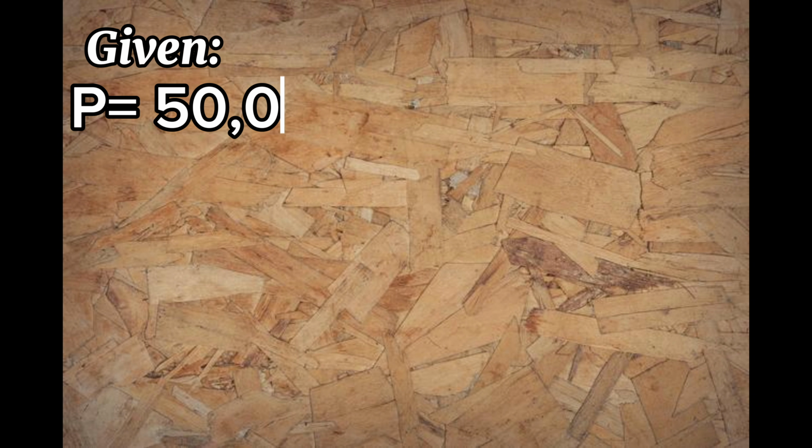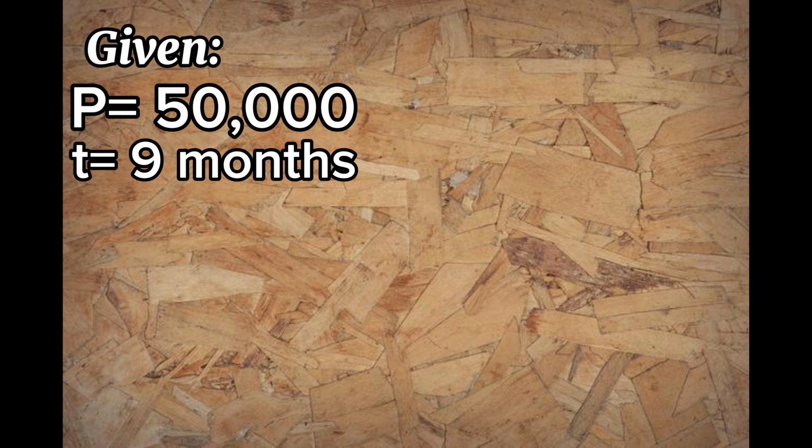So the first thing that we need to do is to find the given. Sunod is atong kuhaon ang principal. So we write here P equals 50,000 pesos and our T, which is time or term, equals 9 months. The third one is our R, which is rate. So R equals 10%. And so let's convert it into a decimal equals 0.1.